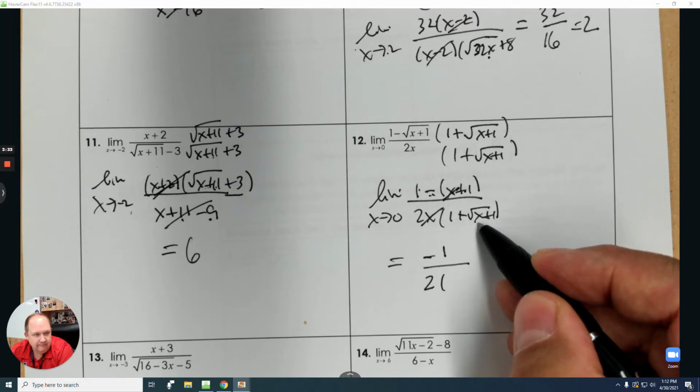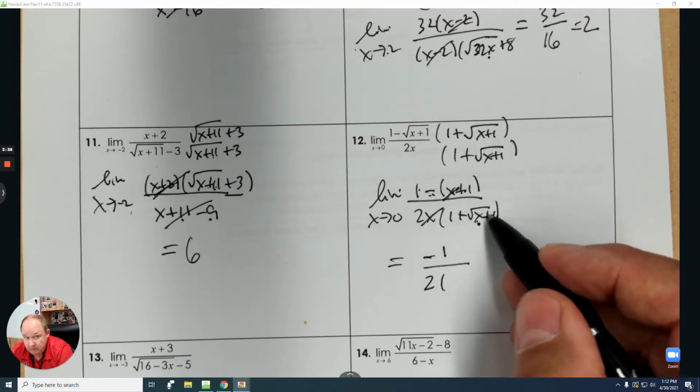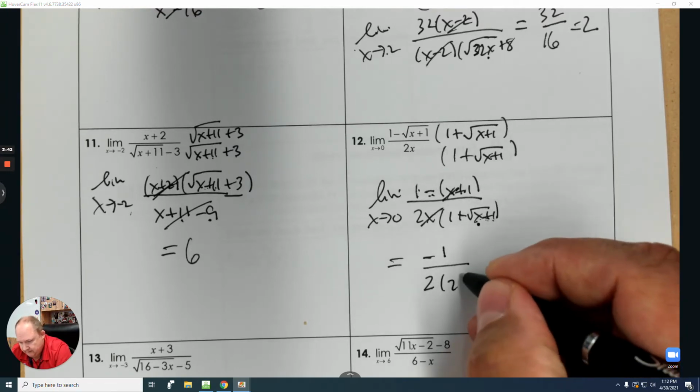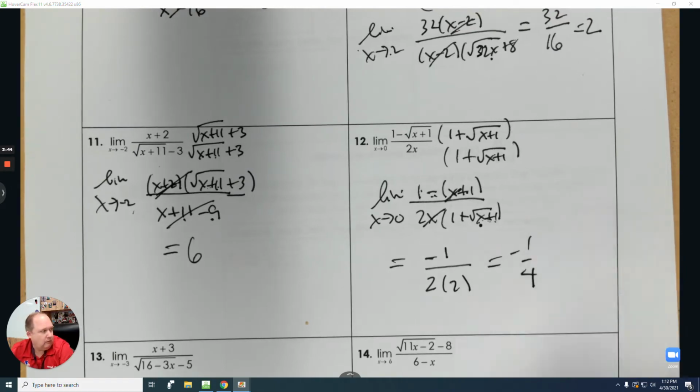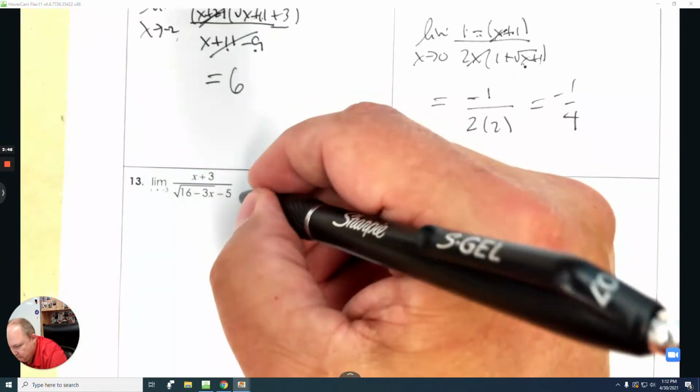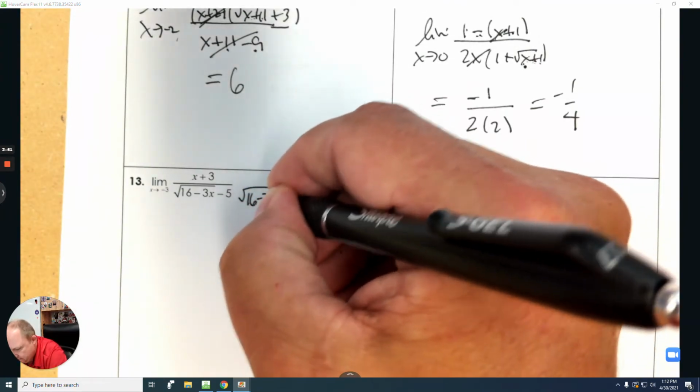Negative 1. Sorry, 0, I mean. So 0 plus 1 is 1. So square root of 1, that ends up being 1 plus 1, 2. So altogether, that's negative 1/4. Number 13. Again, we're going to use the conjugate.